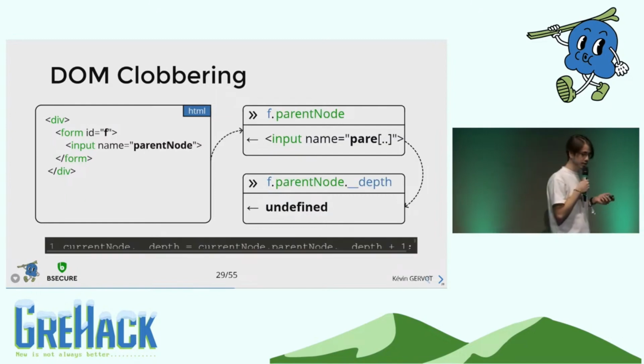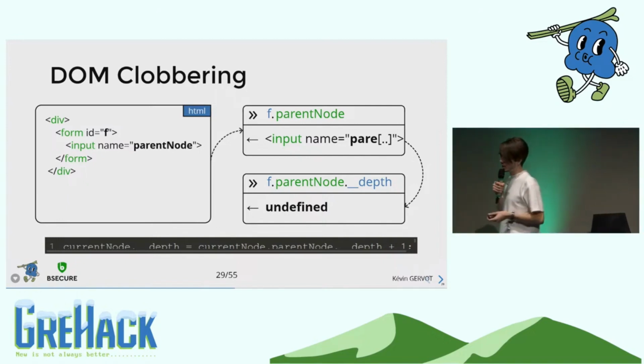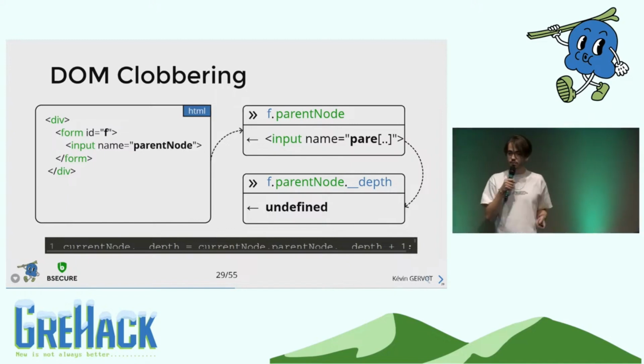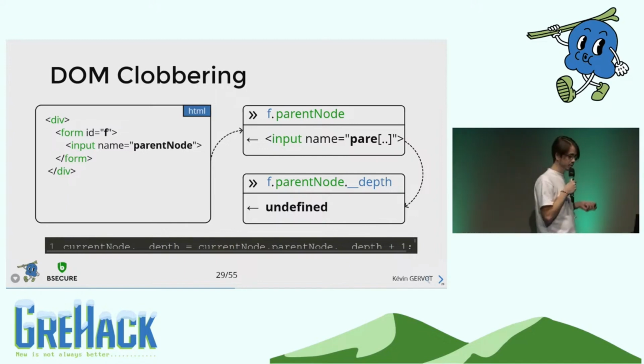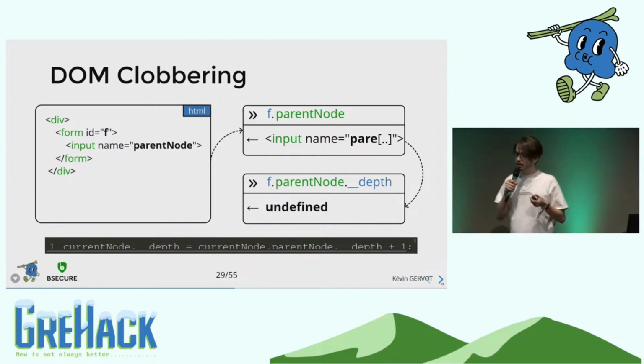So what we can do is, within a form tag, put an input tag which has a name set to parentNode. If we try to access the parentNode of the form tag, the result is now going to be an input tag and not a div tag because of the DOM clobbering. And if we try to access this time the depth attribute, it's going to be undefined. Why? Because now the child of the form tag is a tag which is present below in the tree, so it hasn't been sanitized yet, meaning that the depth attribute doesn't exist.